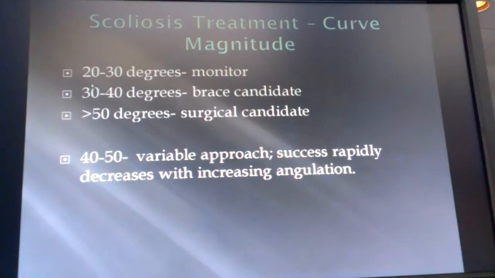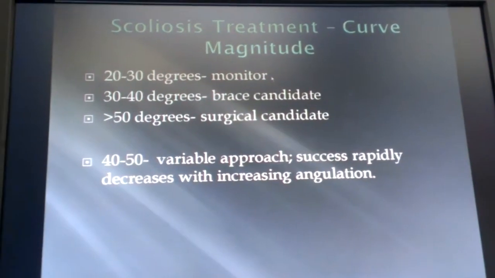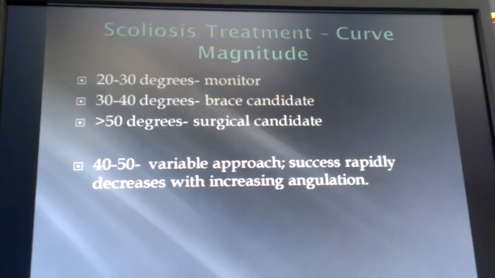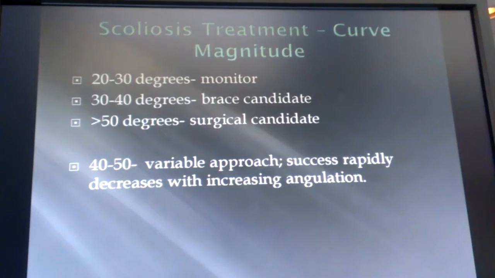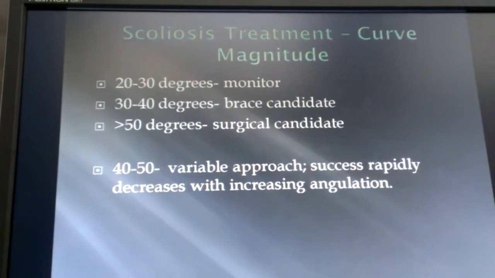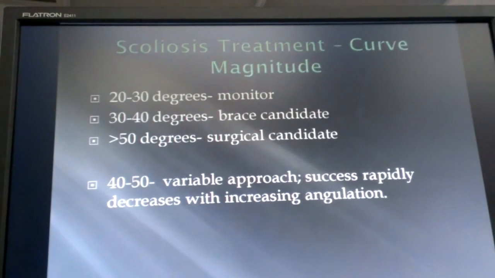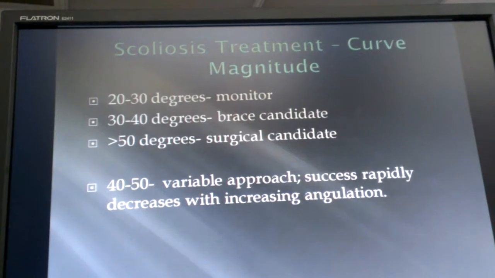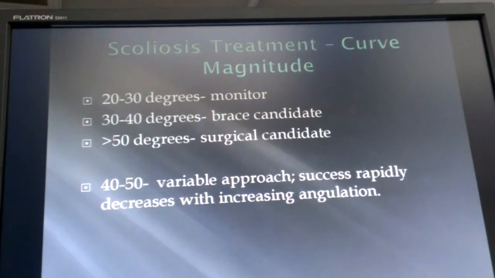I guess maybe we should know this: at 20 to 30 degrees, we're just going to monitor the curve. But I tell you what, if it's an adult, you're not going to get excited. If it's a child, yes, you will. If it's prepubescent, if it's an adolescent, you still get excited. But if they're out of adolescence, then no big deal. It's really not going to progress that much more.